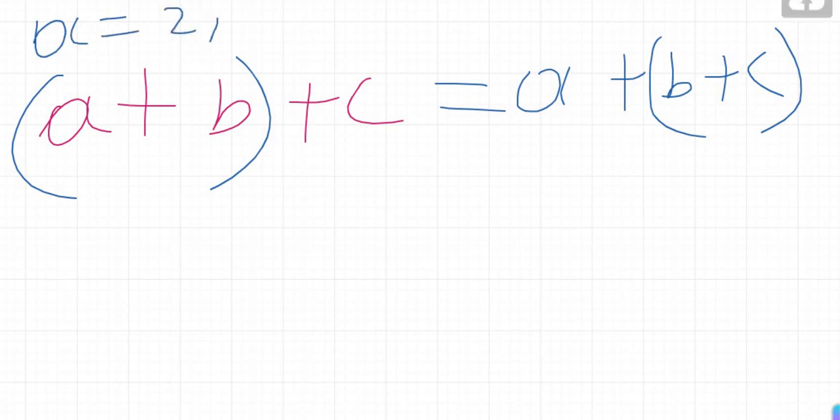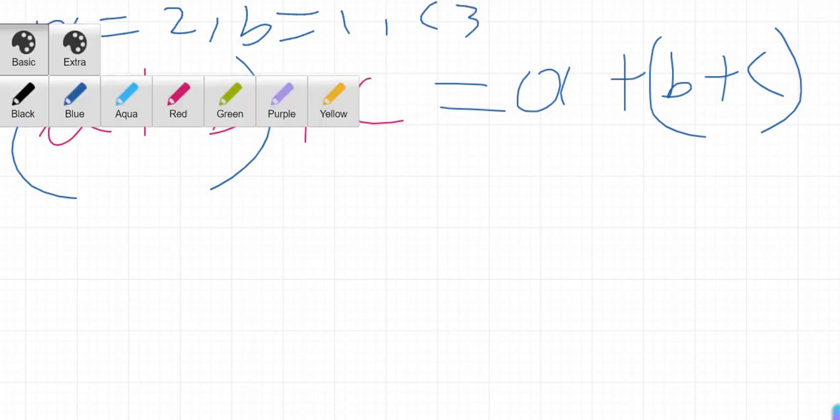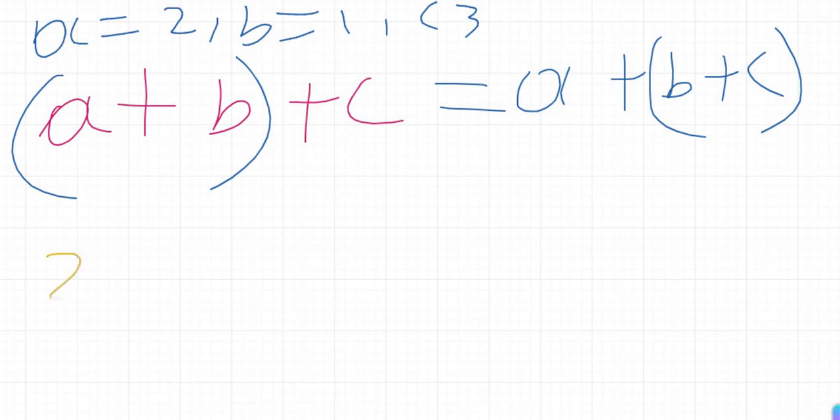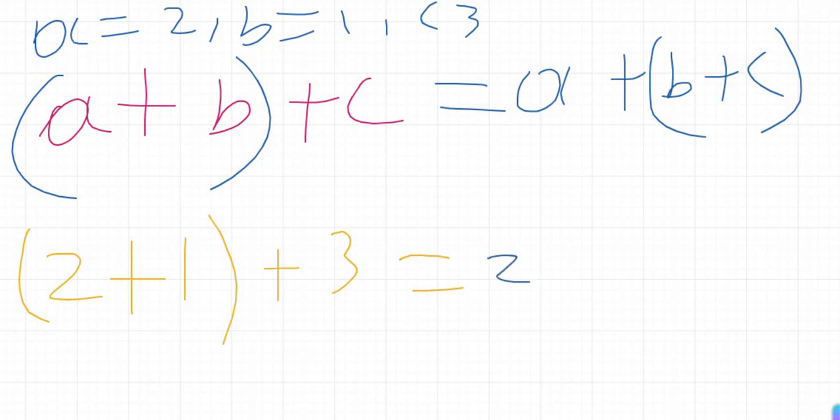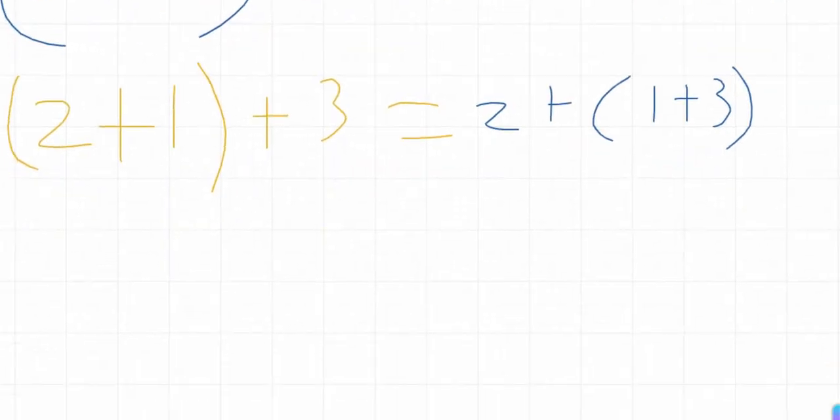Let's say A is equal to 2, B is equal to 1, and C is equal to 3. So we can just substitute the values and see what happens. So 2 plus 1 grouped, plus 3 left outside, is equal to, let's change this, 2 outside plus what's inside the bracket, 1 plus 3. Now let us work out the left hand side and then the right hand side. I'll just put a question mark there.